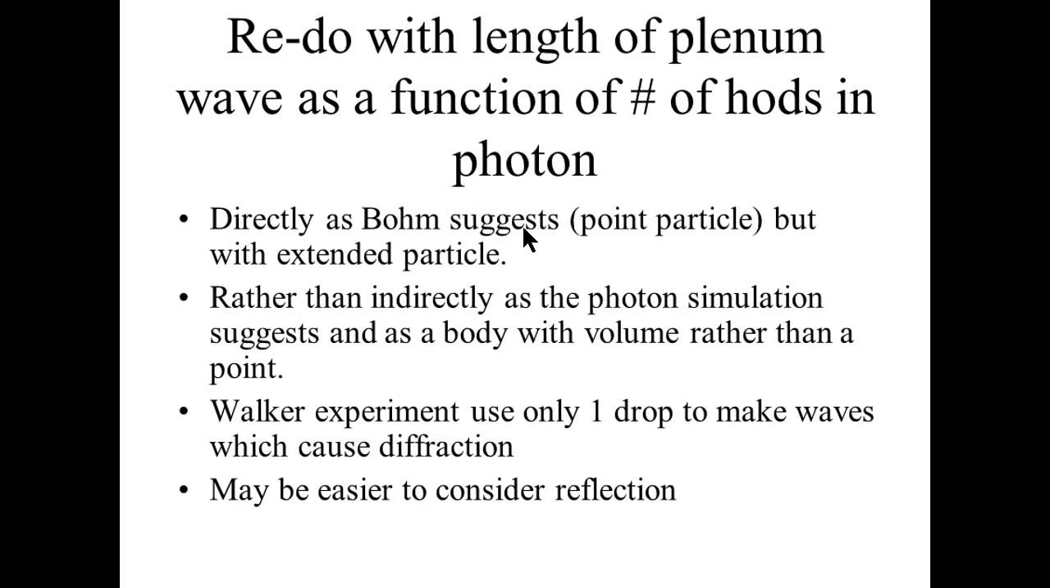And we could do this, rather than indirectly, as the photon simulation currently suggests, as a body with volume rather than a point. I would note something of interest here, and that is these Walker experiments, which use only one drop to make waves, which then cause diffraction when going through a slit. This is why we might look at the length of the plenum wave concerning the mass of the photons. It may be easier with this to consider reflection.